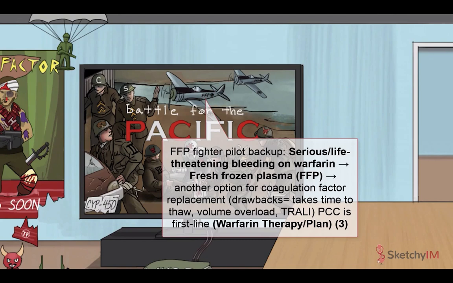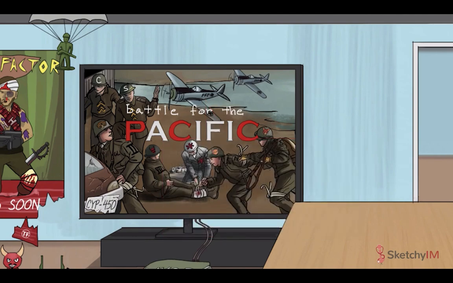But it's a larger volume than PCC, and it takes substantial time to thaw, and it's also associated with a risk of volume overload or transfusion related acute lung injury. PCC is faster and just as effective, with fewer adverse events. So it's the recommended first line treatment for severe warfarin related bleeding.